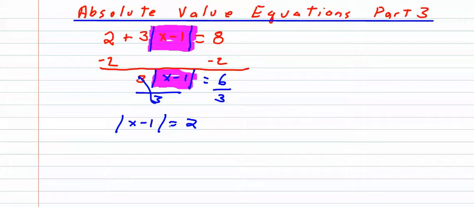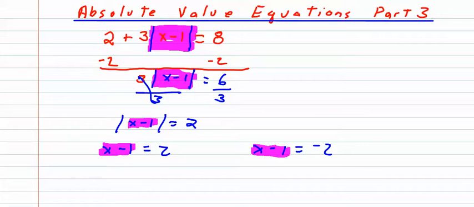Now that the absolute value is isolated, we write this out as two equations. X minus 1 equals 2, x minus 1 equals negative 2. So we take what's inside the absolute value, the x minus 1, and it's written down here and here without absolute value signs, and it's equal to 2 or the opposite of 2. And then we solve. We finish this up by solving the equation.